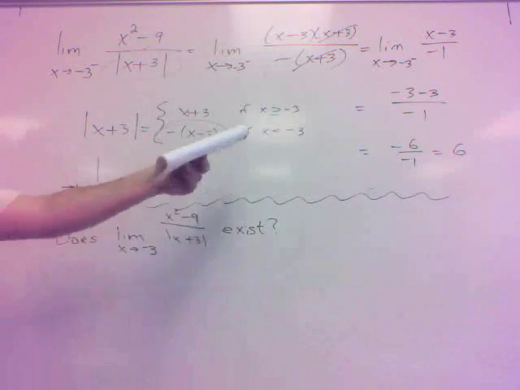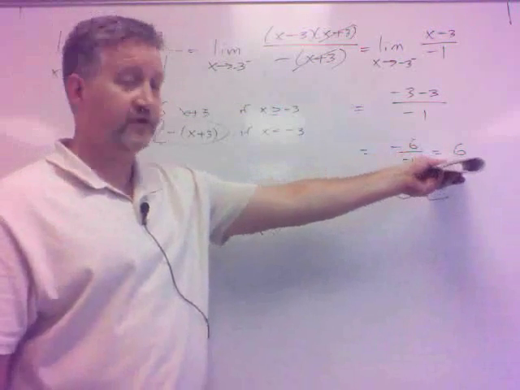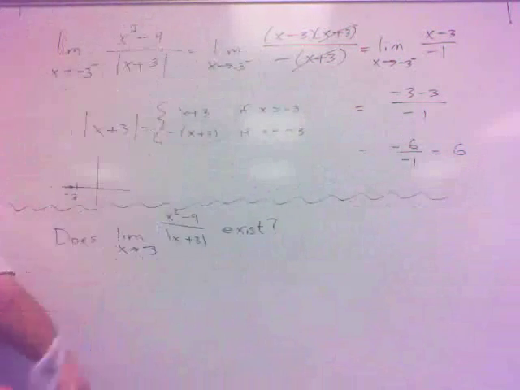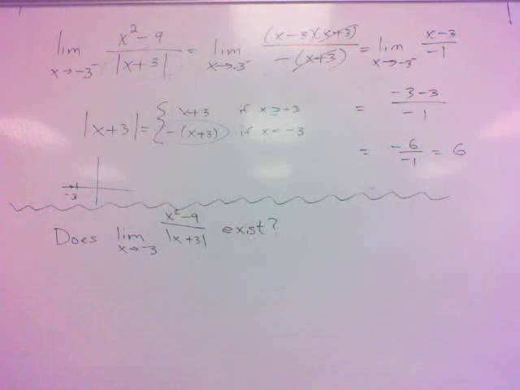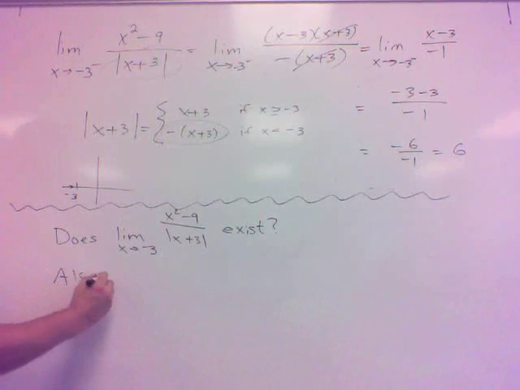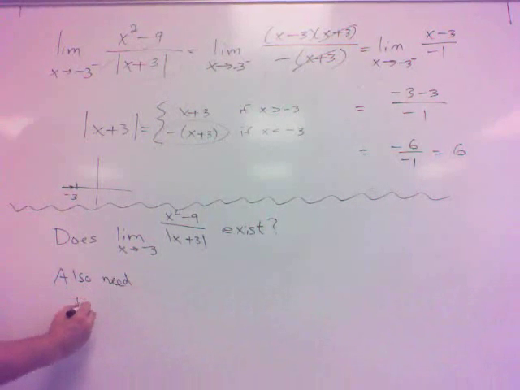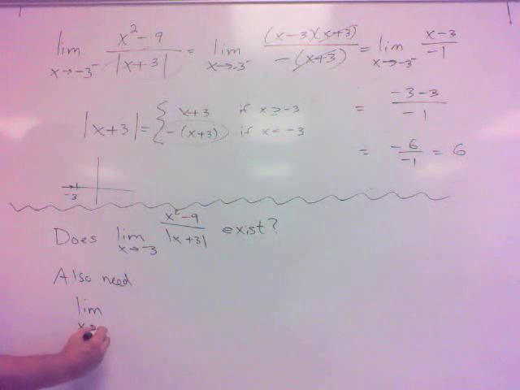Well, does this mean the limit as x approaches negative 3 is 6? No, it just means as x approaches negative 3 from the left, it's 6. What else do I have to check for this one? I've got to check it from the right. So let's see, the limit as x approaches negative 3 from the right. I've got to check that because on the piecewise, remember we've got to look from the left and the right.